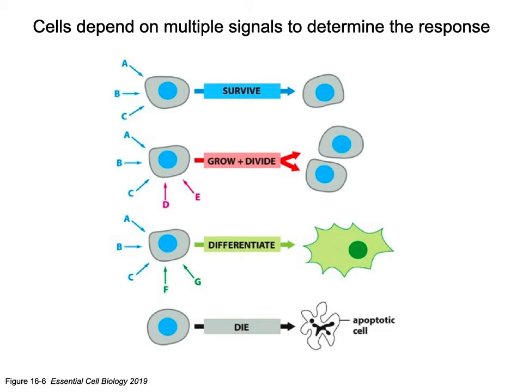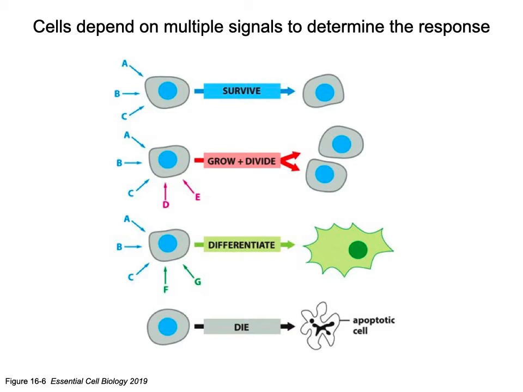Also, it's not that the cell is just taking in information from one signaling molecule. A cell depends upon multiple signals in order to determine what the response is. It's like a teacher who is going to listen to every single one of the students, all the different questions, and then make a decision on what's best for the class as a whole, right? Here in this figure, we have a cell that's taking in information from signaling molecules A, B, and C, and then it ends up having gene expression that relates to survival.